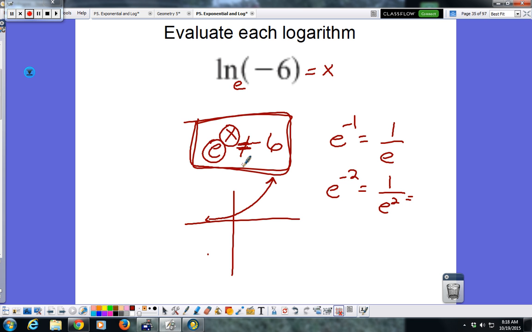So therefore, what's the answer here? No solution. Which brings up a good point. You cannot log or natural log a negative.